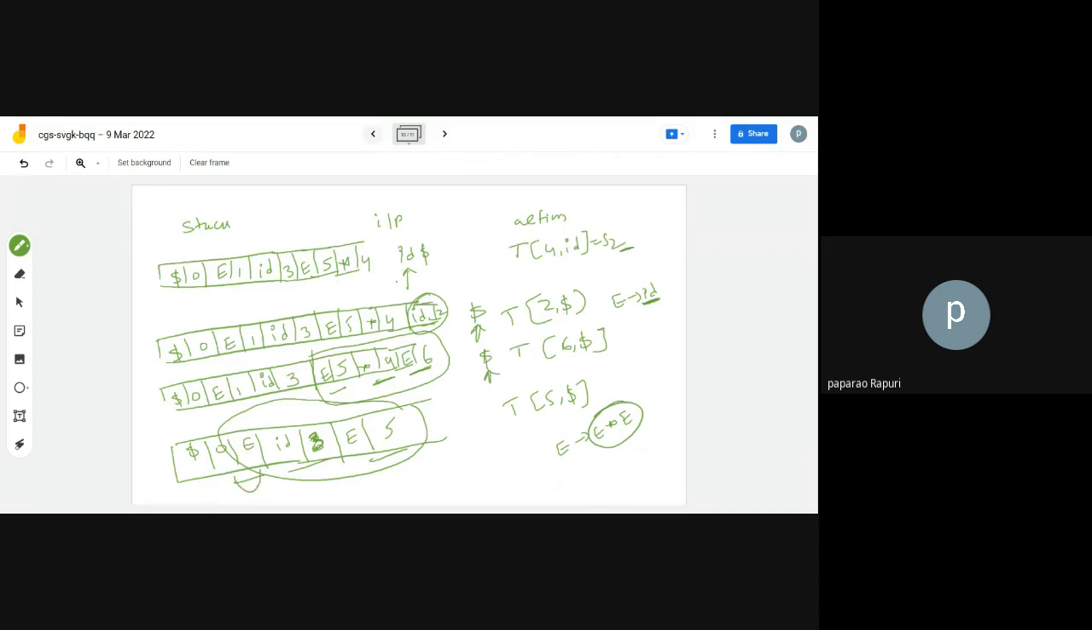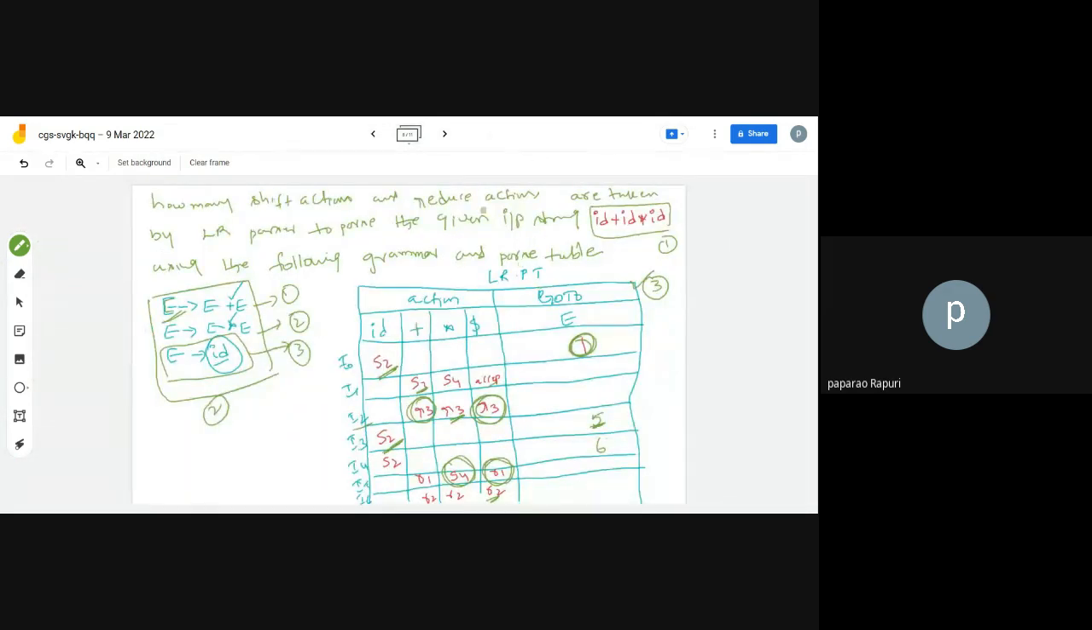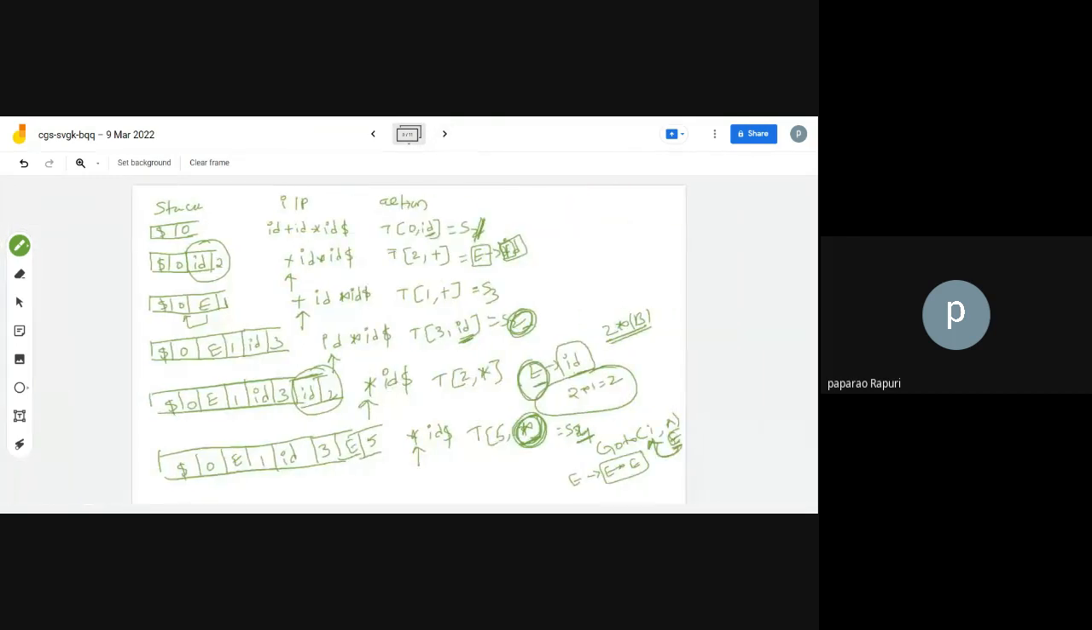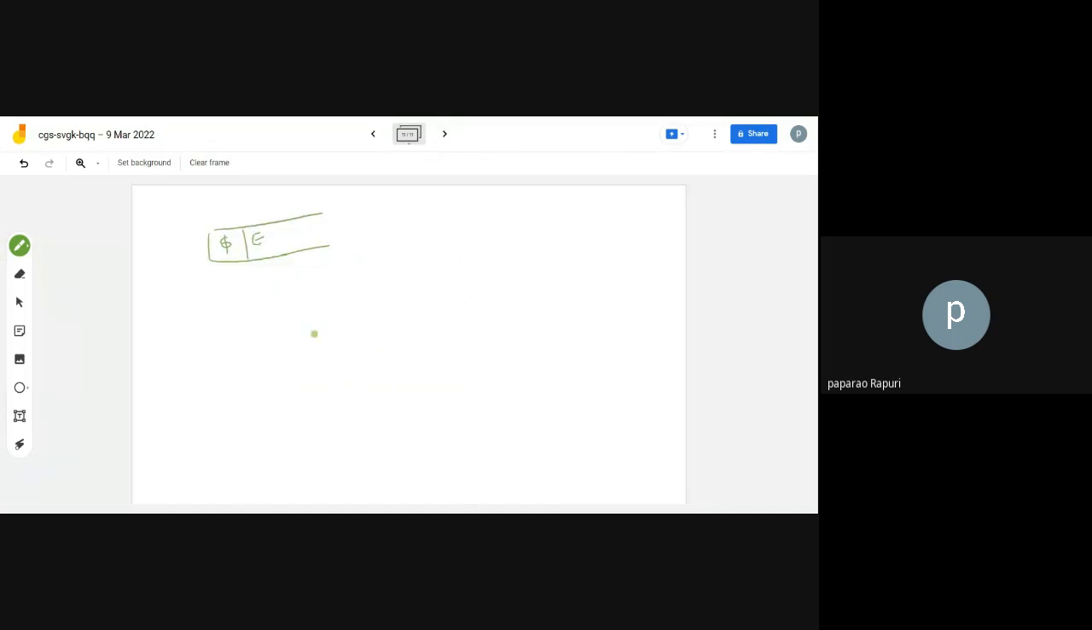E comma 0 means 1, sir. E comma 0 means 1. So now the top of the symbol is 1 and the input string is dollar. 1 comma dollar.